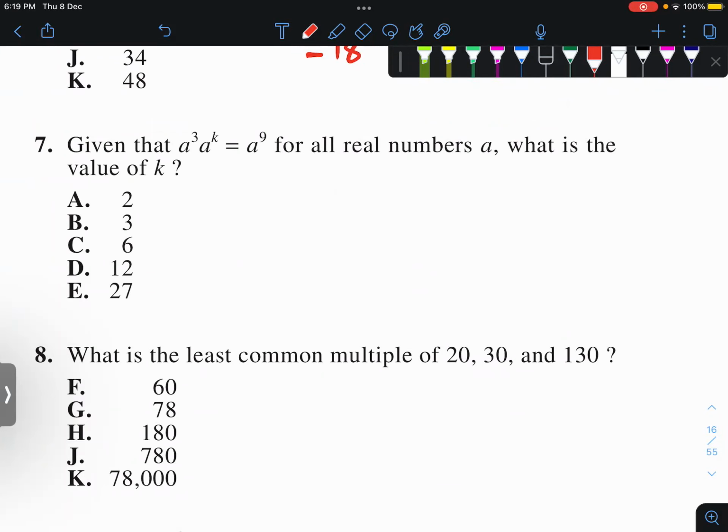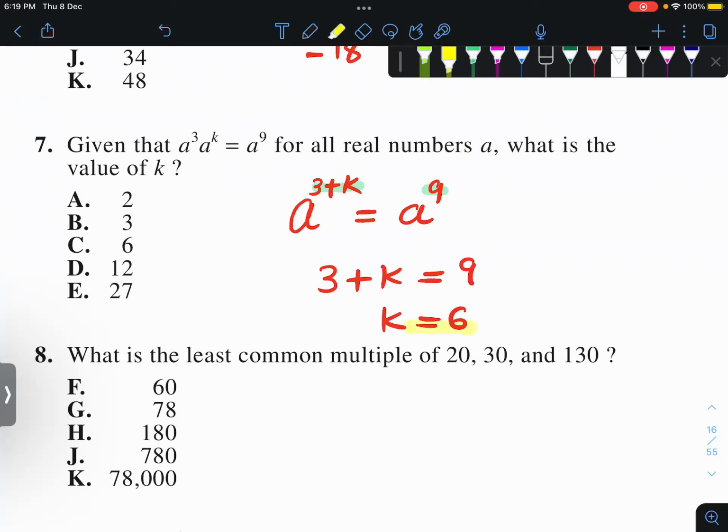Number 7, given that a cubed times a to the power k equals a to the 9 for all real numbers, what's the value of k? So on the left side, it's a to the power 3 plus k, equal to a on the right side to the power 9. So the powers are equal here. So 3 plus what number is 9? So this is 6. The k is 6. So the answer is C. Easy? Yes, thank you.